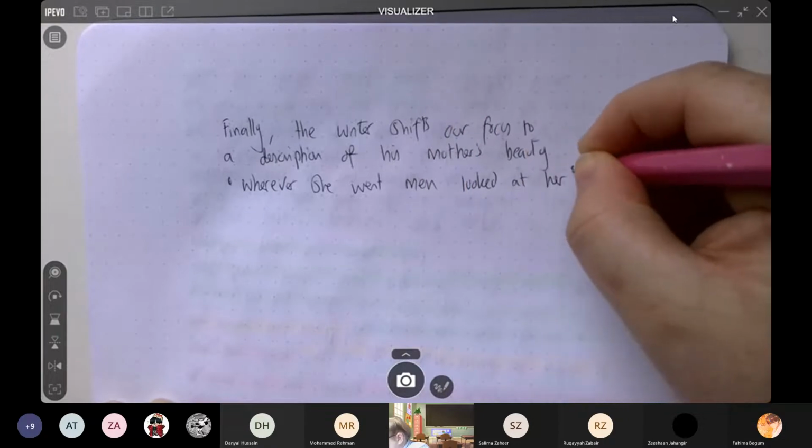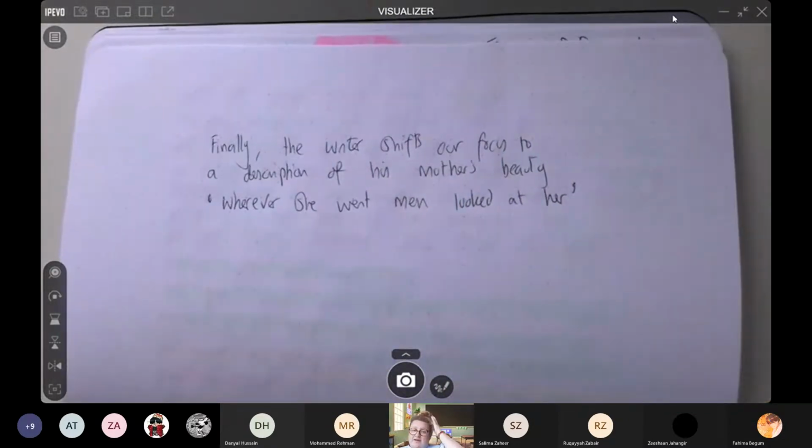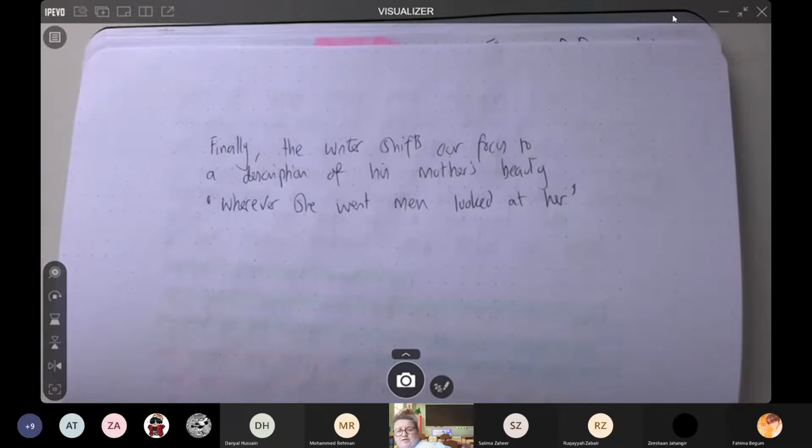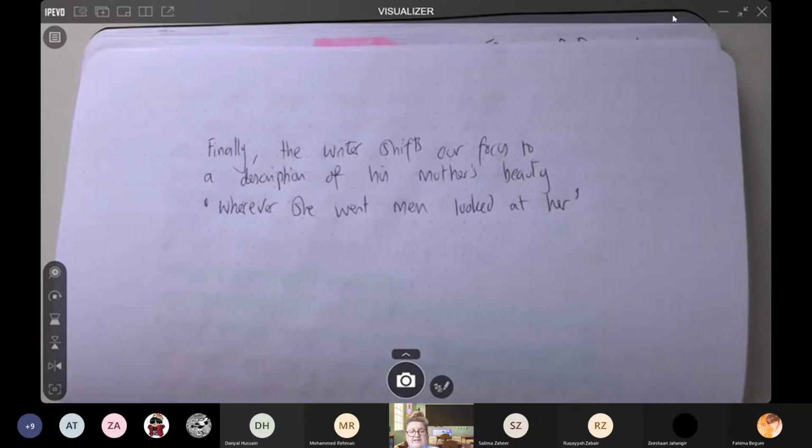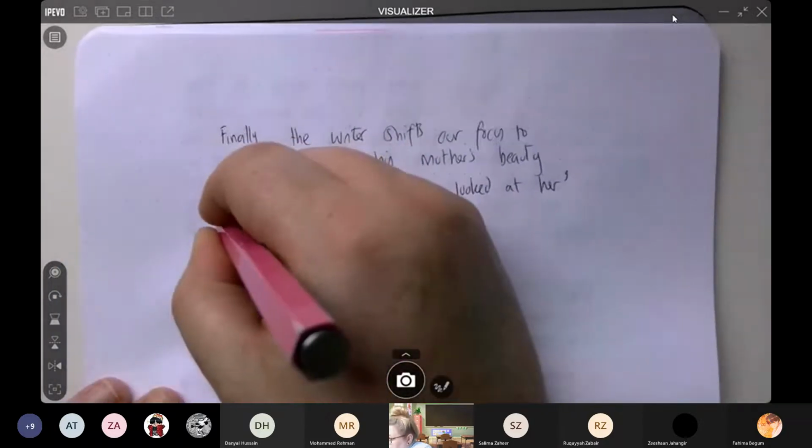Now, remember, you do not need to analyse the language in this quotation. And that's often a mistake that students make. Even if they've started off focused really clearly on structure, they end up falling into language analysis. Do not do that. So finally, the writer shifts our focus to a description of his mother's beauty. Wherever she went, men looked at her.